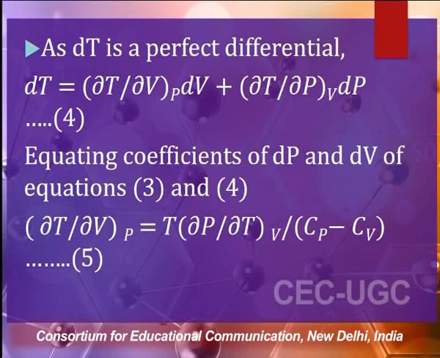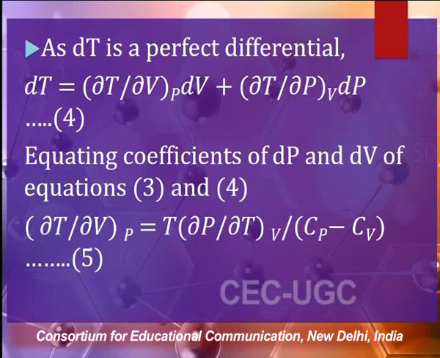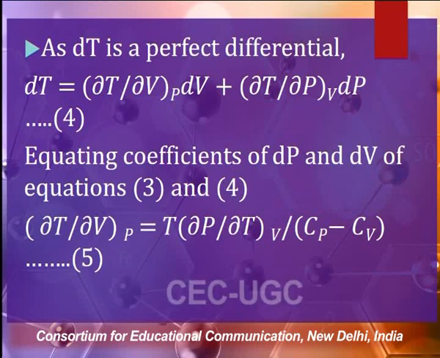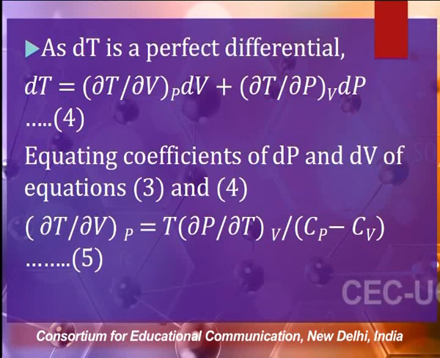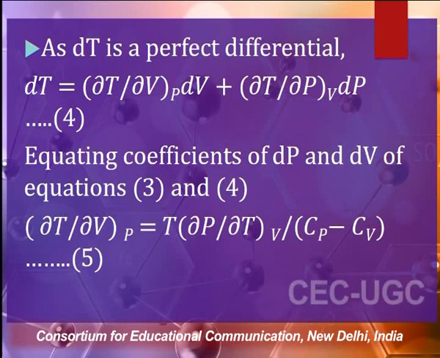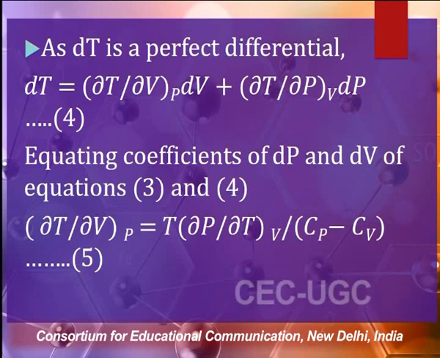Now, because dT is a perfect differential, we have dT is equal to delta T by delta V at constant pressure into dV plus delta T by delta P at constant volume into dP. If we equate the coefficients of dP and dV of equations 3 and 4, we get delta T by delta V at constant pressure is equal to T delta P by delta T at constant V divided by Cp minus Cv. This is a very important equation.